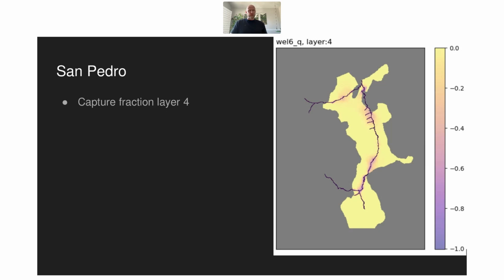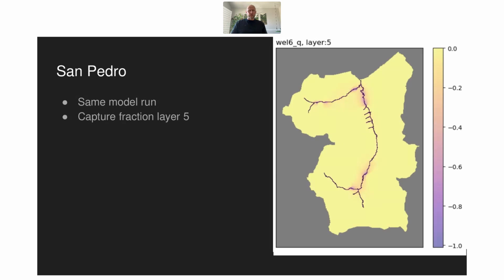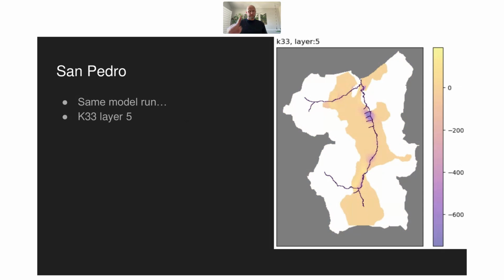Pretty powerful quantity. We can make other maps, no additional runs, same one MODFLOW run, same one adjoint solve. We can look at the same quantity in layer 2. Again, 0 to -1, same quantity in layer 5. No additional runs. This is all the same thing. We're just making plots. One model run. And we can also visualize some properties. This is where vertical hydraulic conductivity in layer 5 influences simulated surface water groundwater exchange. One model run.